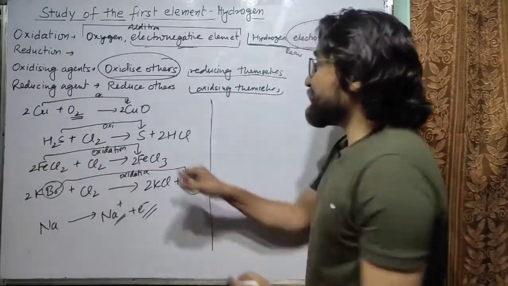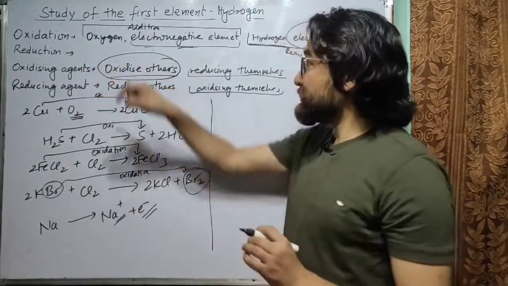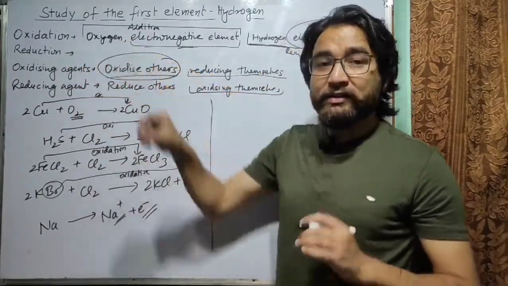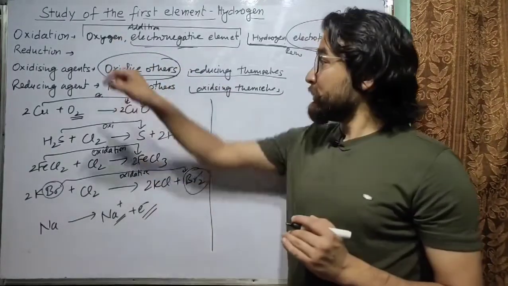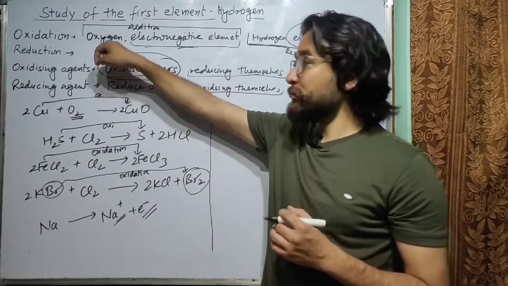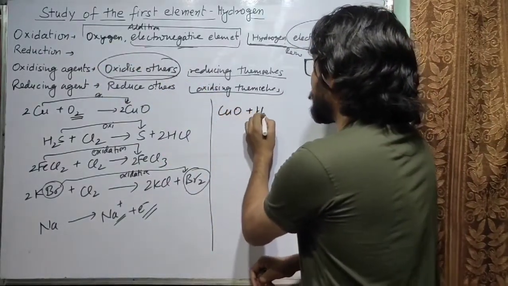Now we will talk about reduction. So what is reduction? Reduction is the opposite of that, that is removal of oxygen. So let's see some examples of reduction. First is removal of oxygen. So CuO plus H2.